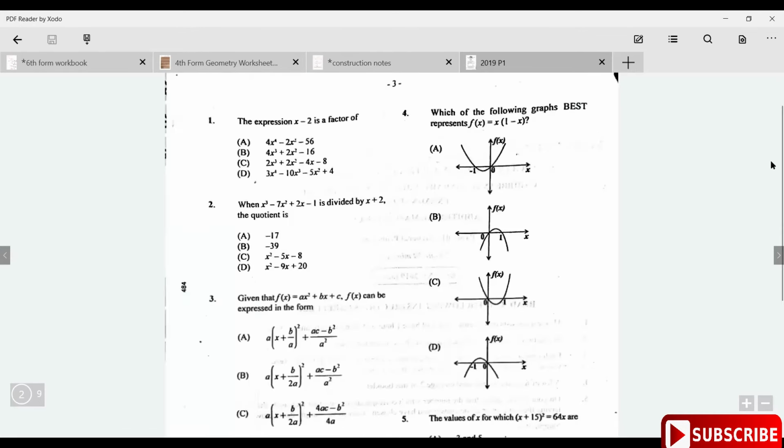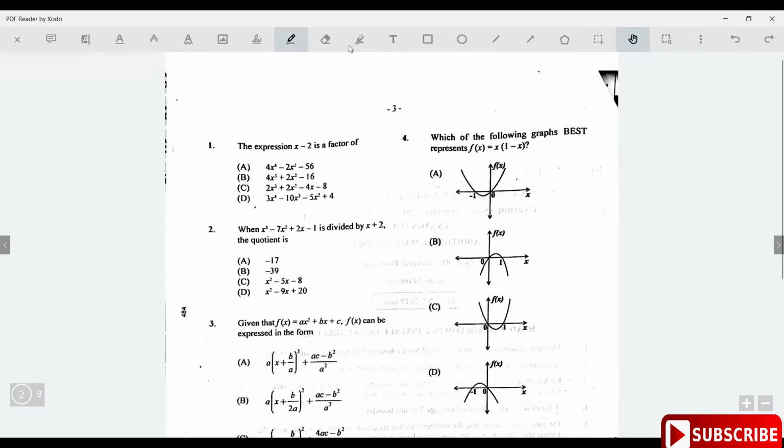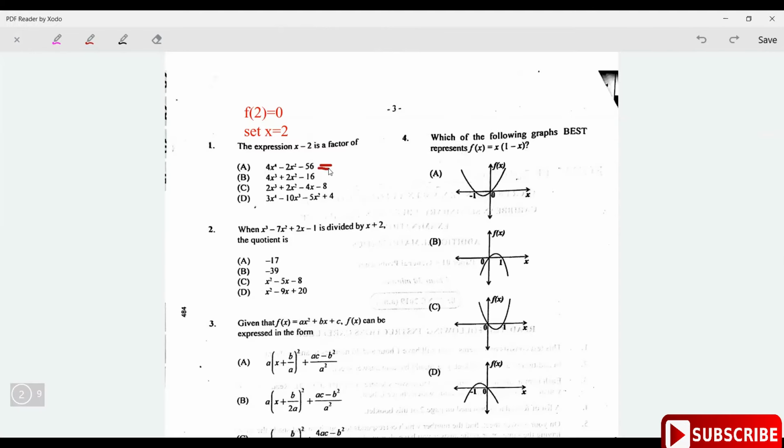Question 1 says, the expression x minus 2 is a factor of. So you just need to see which one of them f of 2 equals 0. That's what we need. So we're going to set x equal 2. When you set x equal 2, let's put it in the first one. So you put x equal 2 there, 4 times 2 to the 4 minus 2 times 2 squared minus 56, you get 0. So this one works, and so it is option A. Easy question.